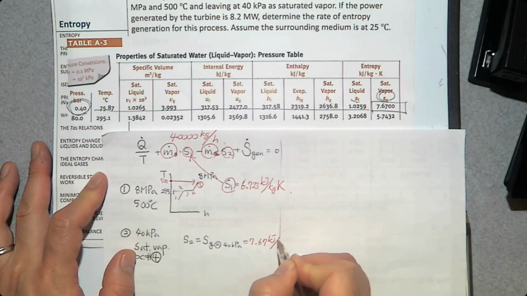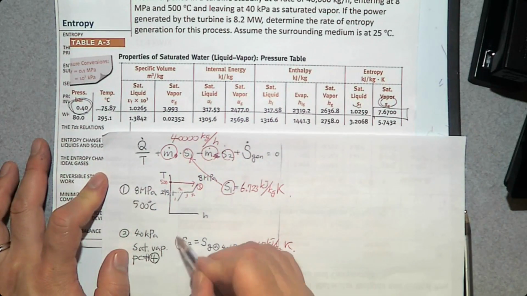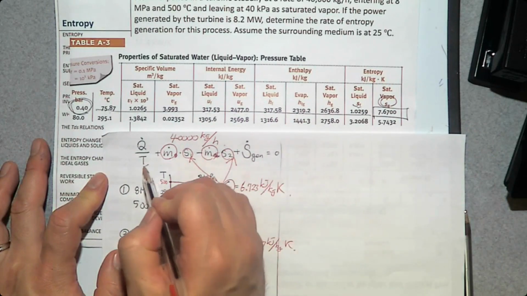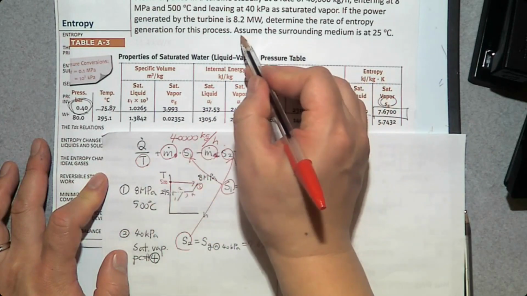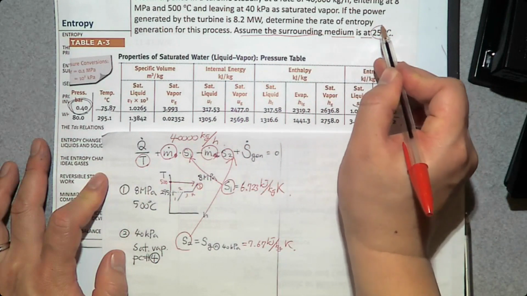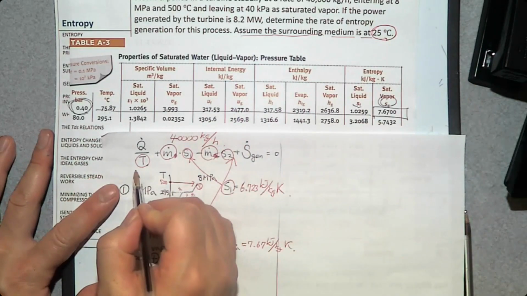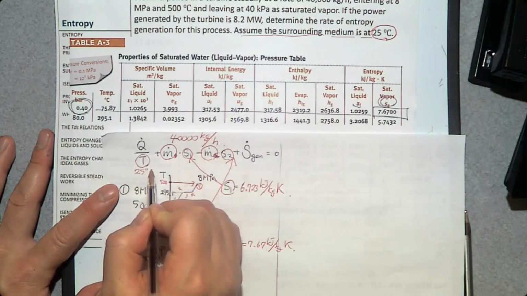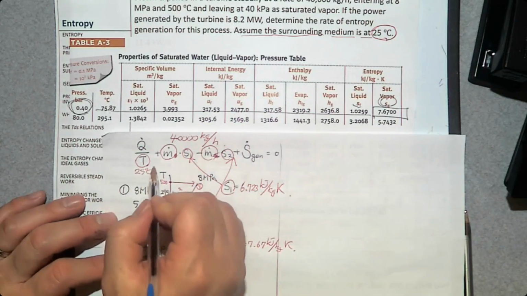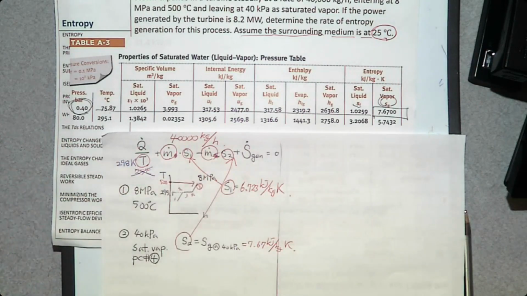7.67 kilojoule per kilogram Kelvin. Then this one goes here. So what about temperature? Assuming the surrounding medium is at 25 degrees Celsius, this is the temperature you are going to use for this T, 25 degrees Celsius. Am I right? No. What is the unit? Kelvin. Yes, right. 298 Kelvin. So we have everything.